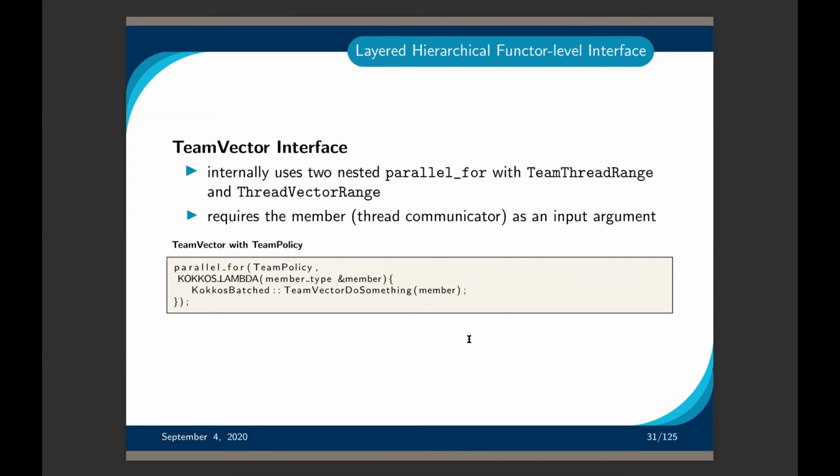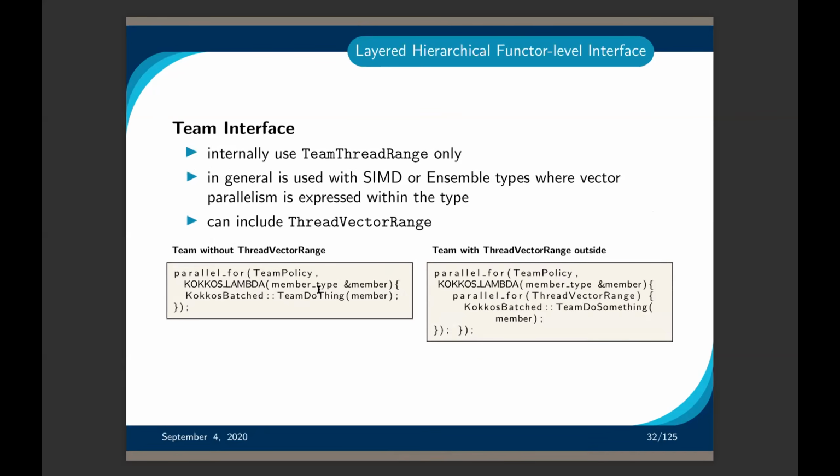Next, we have the team vector interface. As the name specifies, it uses the parallel_for inside with the team thread range and thread vector range. And this requires a team member as a thread communicator in the interface. So we just call the team policy, and it is safe to call whatever the team vector do-something is here.